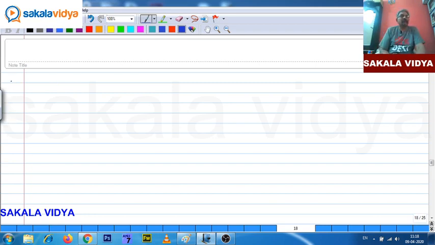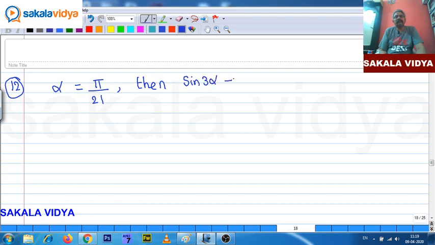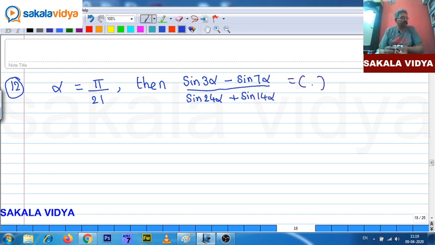Now, the 12th question. Alpha is equal to pi by 21, then sin 3 alpha minus sin 7 alpha upon sin 24 alpha plus sin 14 alpha equals to. So, now the first option is 0, second option is 1, third option is minus 1, fourth option is 2.